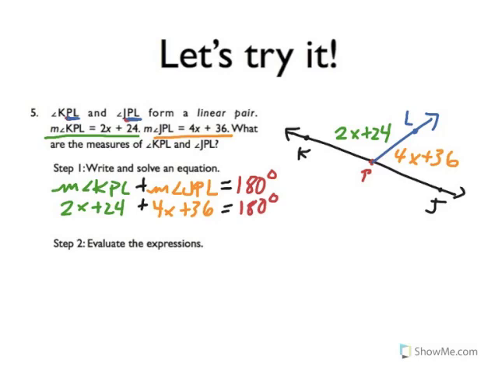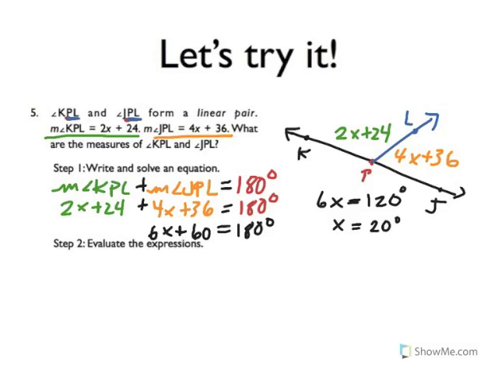Alright, now let's just do some simple algebra. We know that 6x plus 60 is going to equal 180 degrees. All that we did was combine like terms. And now we are going to subtract 60 from both sides, which tells us that 6x is equal to 120. And then if we divide both sides by 6, we find out that x is equal to 20 degrees. So that's step one. We have written and solved an equation to find out what x is.